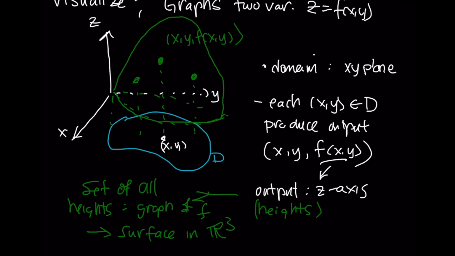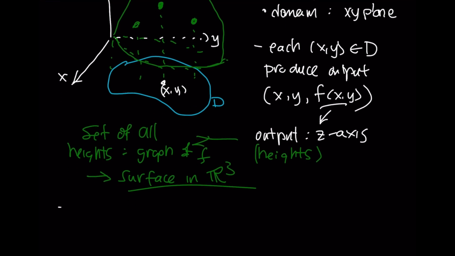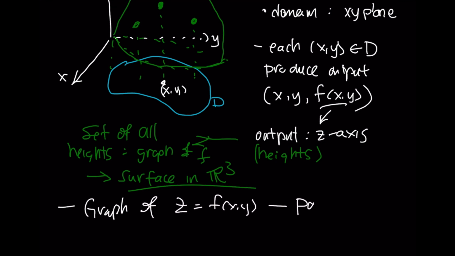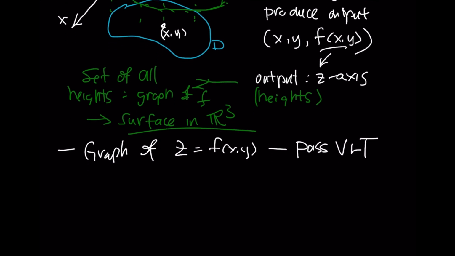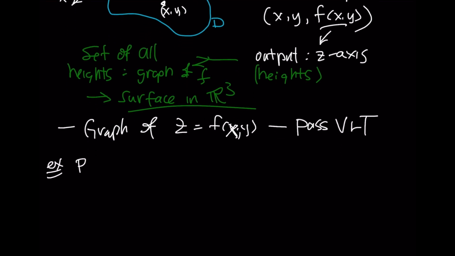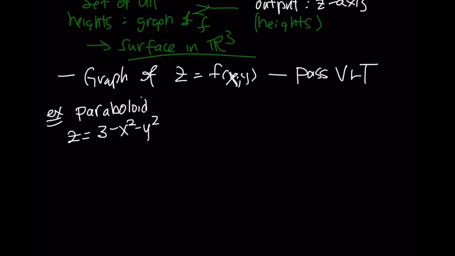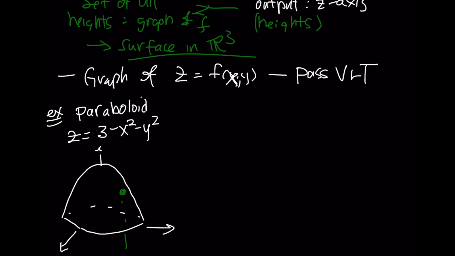The graph of some function f of x and y has to pass the vertical line test. If it doesn't pass the vertical line test, it can't be considered a function. We've seen lots of different functions of two variables already. So we talked about paraboloid. Now, paraboloid is an upside down bowl shape. And remember, it's just a shell. Take a vertical line. This vertical line would intersect just once. So here it would pass the vertical line test.